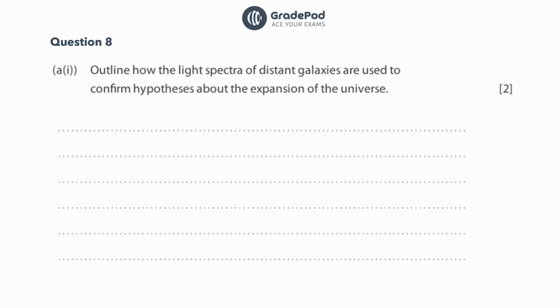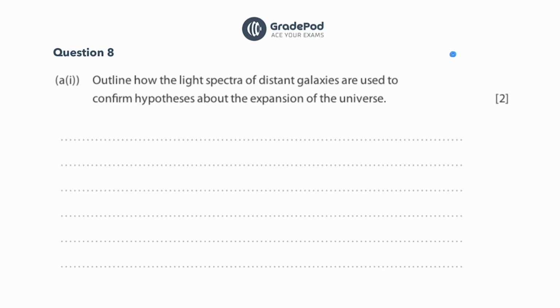Question 8. Outline how the light spectra of distant galaxies are used to confirm hypotheses about the expansion of the universe. So if we're on the Earth here and we see all these distant galaxies moving away from us, we assume that the universe is expanding. So how do the light spectra of these distant galaxies confirm that?